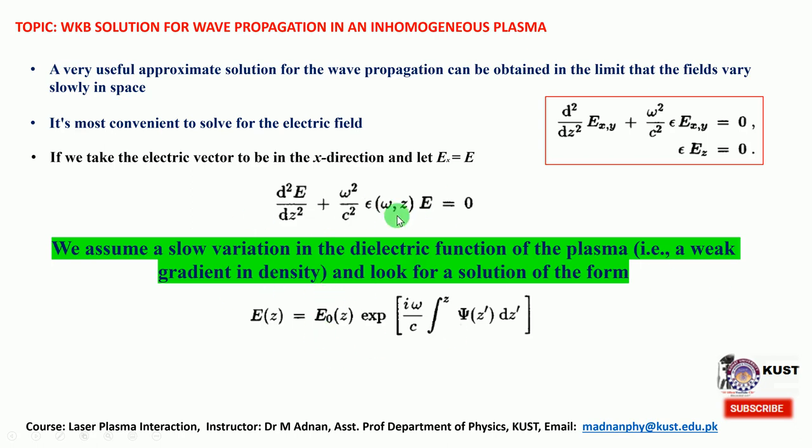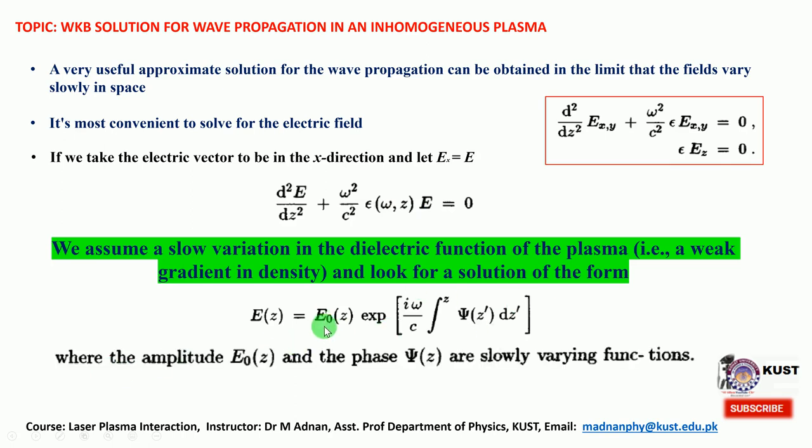So basically, this is the differential equation for which we are looking for a solution of this type, where we have the amplitude which depends upon z, and also the phase part. Now, this E naught of z, which is the amplitude, depends upon z, where z is nothing but the coordinate along which the density gradient lies, and the amplitude and phase are slowly varying functions. So this is the solution.